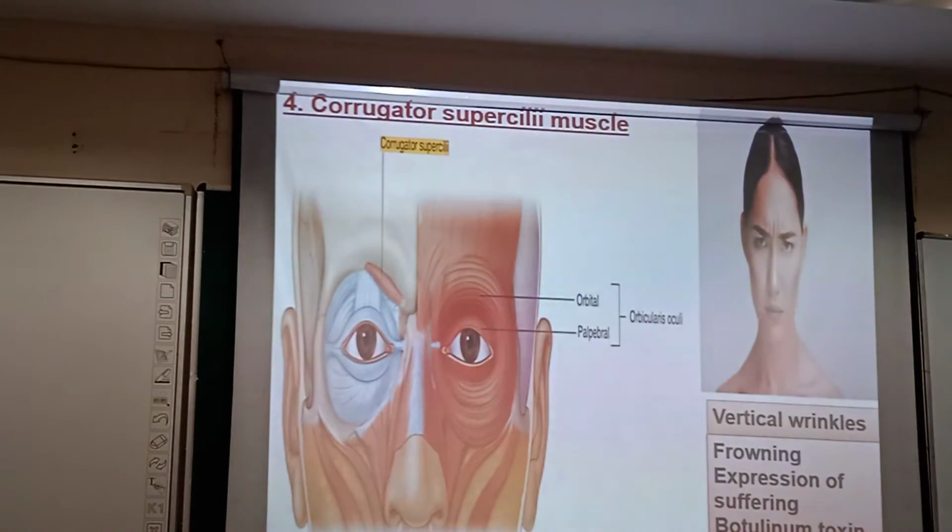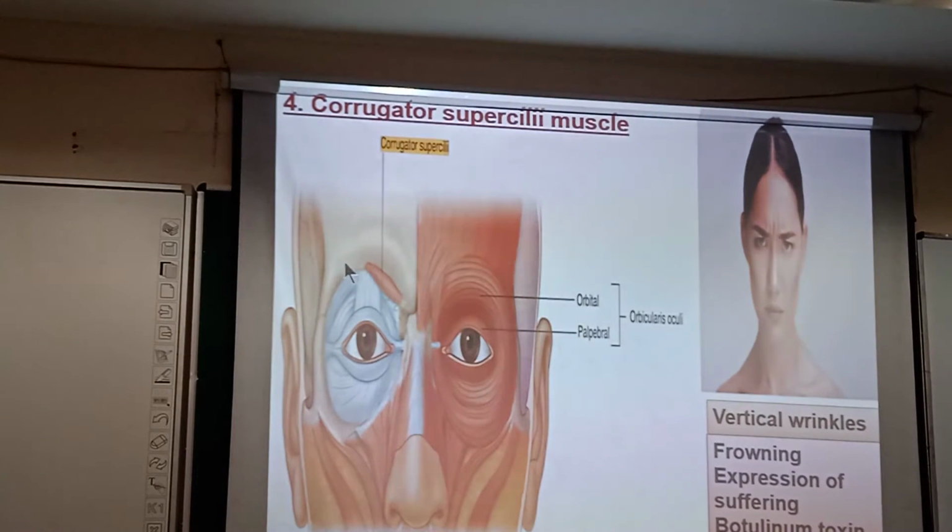Now coming to corrugator supercilii muscle. Name itself says it helps in the corrugation, that is the wrinkling. Vertical wrinkle in the forehead is only due to the corrugator supercilii muscle. Here it is. It takes its origin from the medial margin of the supraorbital. Here is the supraorbital margin, and this much is the superciliary arch.